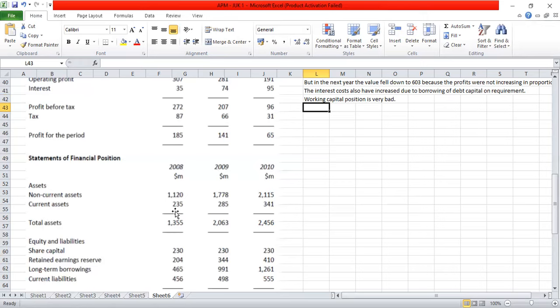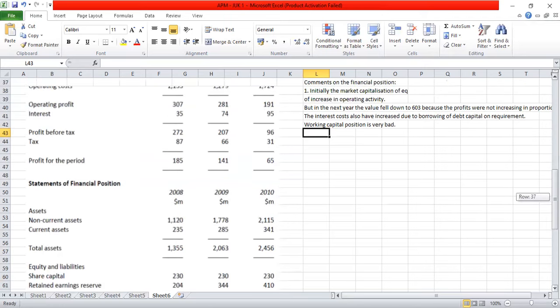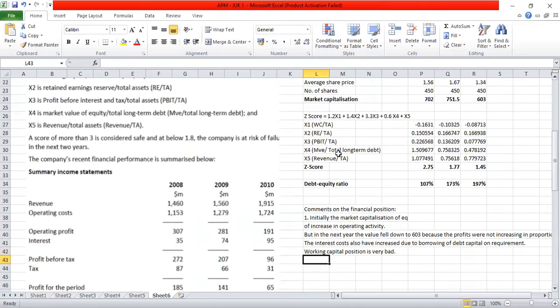So if their reputation gets affected, if the liquidity position is bad, the stakeholders would not want to continue to have a relationship with the business. That is another serious issue which has to be looked into. Okay. After that, the working capital position is very bad.